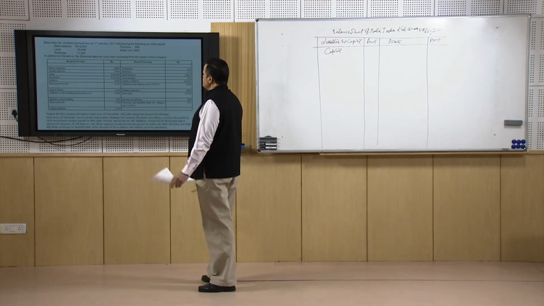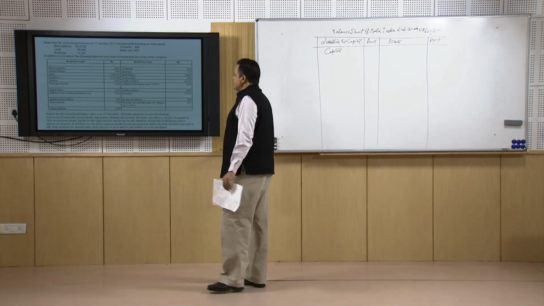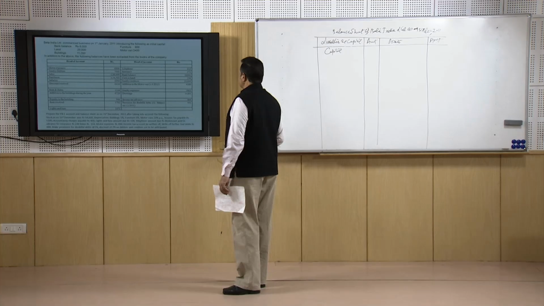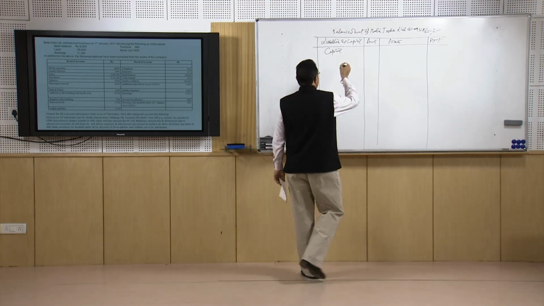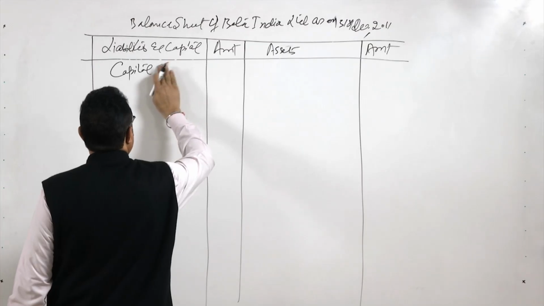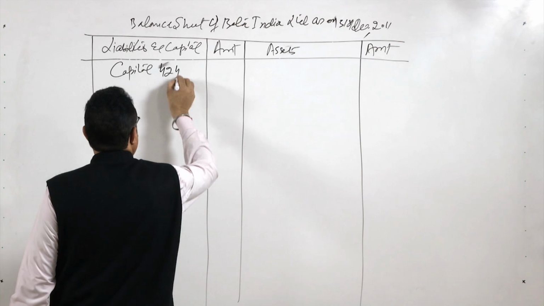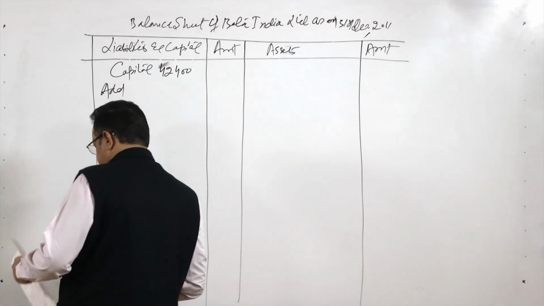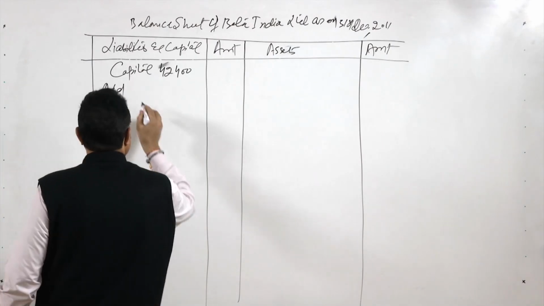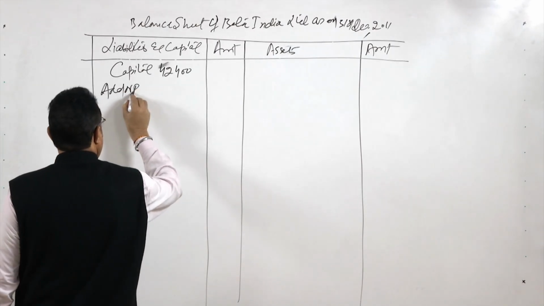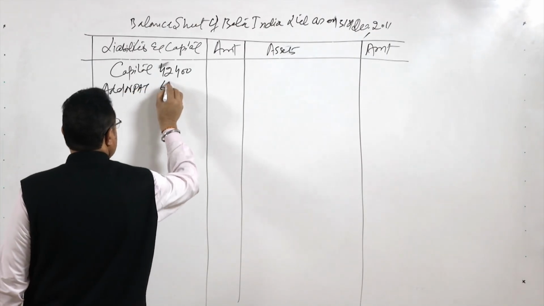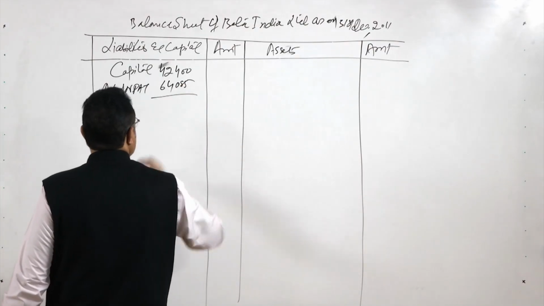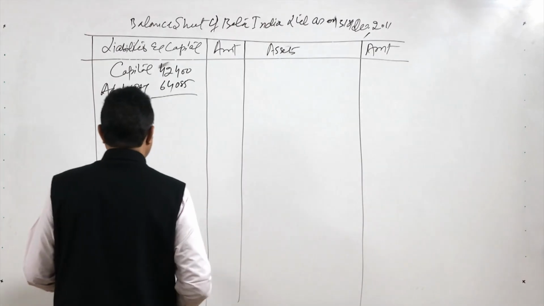So how much does it work out? 28, then 29, 39,200, and then 40, then 42,400. So the capital of the business is 42,400. Then add net profit. We have calculated the net profit after tax, and this is 64,085. So this is the total profit we have already found out.